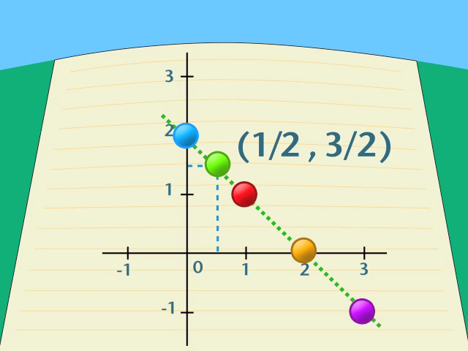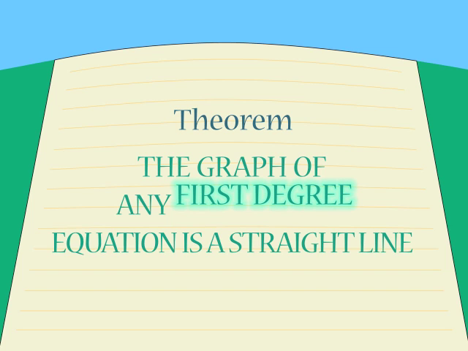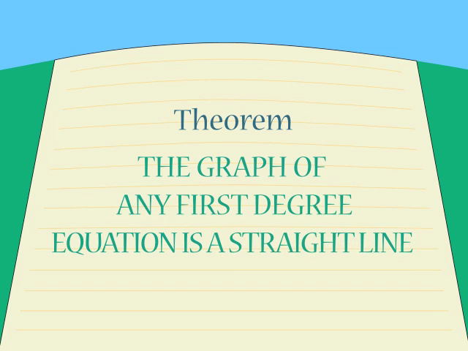But algebra does work. For any x, we can find the corresponding y by substitution in our equation. Now we can state the result of our investigation. If we take a linear or first-degree equation and graph it, we'll always get a straight line. That means we can easily graph the straight line for any linear equation we like. We just have to calculate a couple of points that satisfy the equation. Then we use those 2 points to define a straight line.